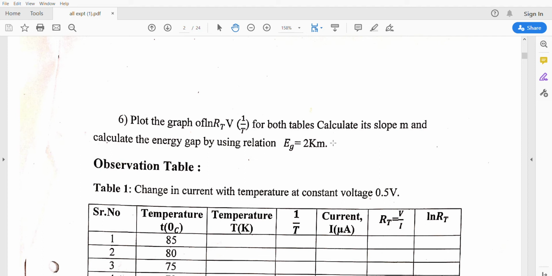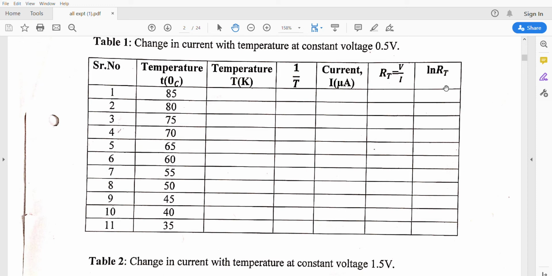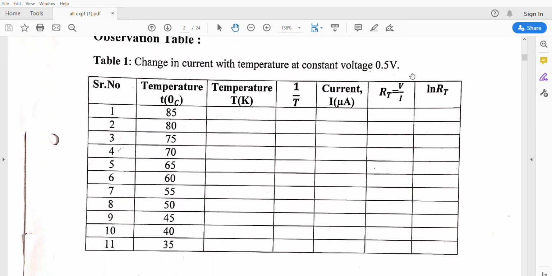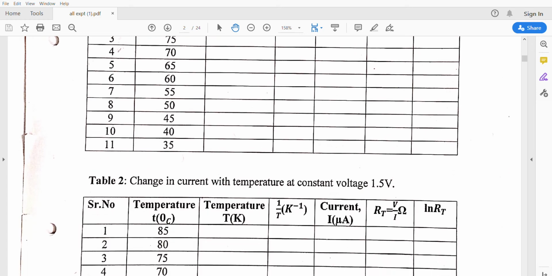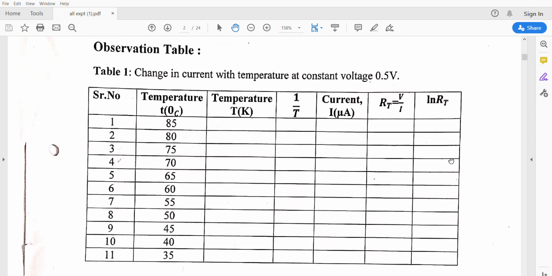That graph can be drawn from the last column of the tabular column, that is, ln RT on x-axis and 1 by T on y-axis. By taking the graph between the fourth column and the last column, we can draw a particular graph. That graph slope represents the slope m. That slope is nothing but y2 minus y1 upon x2 minus x1. By taking that slope reading from the graph, we can substitute in the formula.